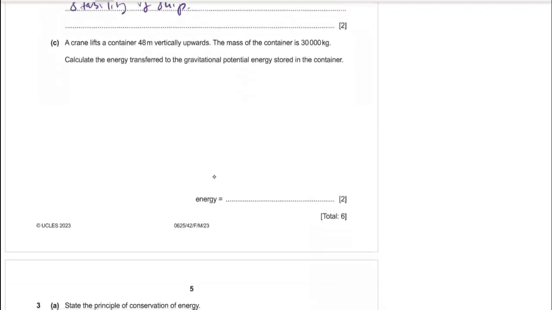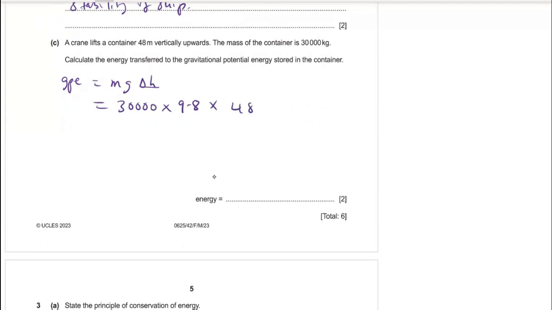But see, a crane lifts a container 48 meters vertically upwards. The mass of the container is 30,000 kilograms. Calculate the energy transferred to the gravitational potential energy stored in the container. So this is just a formula. The gain in GPE is given by mgh. The mass is 30,000, g is 9.8 as provided, and then h is 48. So this is just direct calculation.